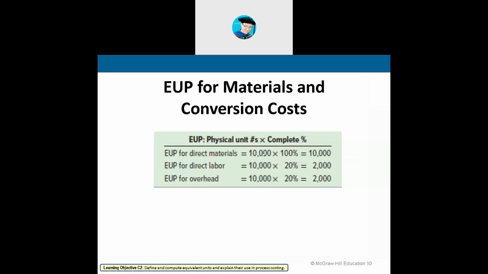So we take the number of units times percent complete. Direct materials, 100%, so that's 10,000. 20% for direct labor is 2,000. 2,000, of course, is 20% of 10,000. Same for overhead.